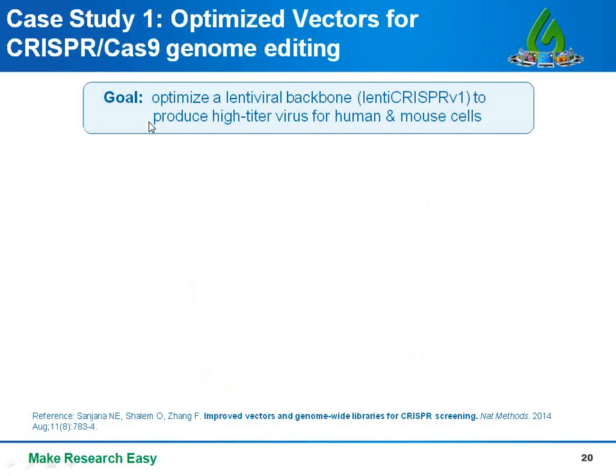Okay, so case study 1 is about optimizing vectors for CRISPR-Cas genome editing. This first case study is based on a paper that was published by the Zhang Lab at the Broad Institute. You may have heard of that lab for their work on CRISPR-Cas9 genome editing. In this case, they had already developed a lentiviral vector to express Cas9 nuclease and guide RNAs in mammalian cells. But they wanted to optimize the vector in order to improve their viral titers.